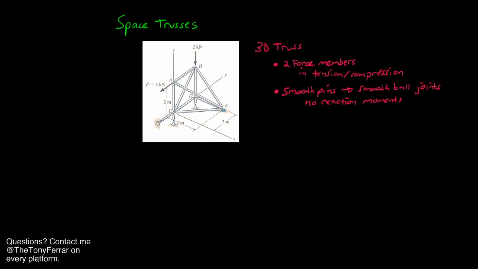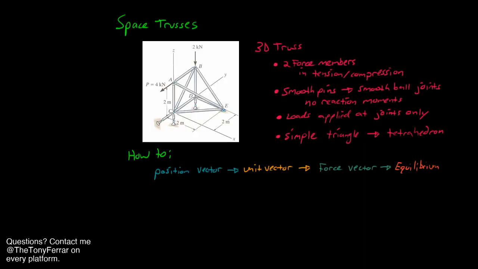In 2D, we call them pins. In 3D, we'll call them ball joints. The point is the same. They don't provide reaction moments. The third thing that makes a truss is that we only apply loads at the joints. And then lastly, when we're talking about simple trusses, in 2D they were triangles, in space frames or 3D we'll look at tetrahedrons instead.